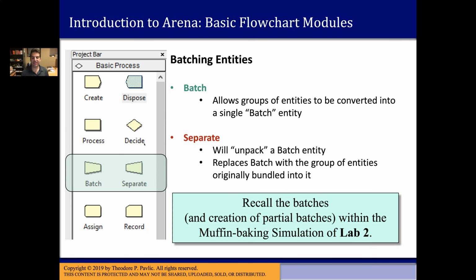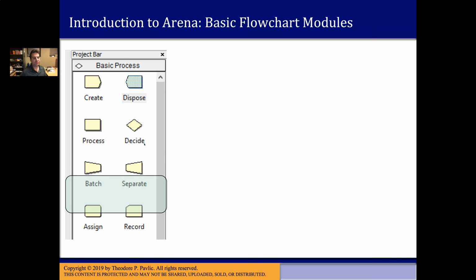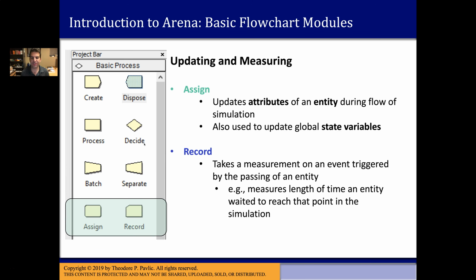Then down here, this is similar to the muffin baking simulation of Lab 2. This is where you can do batching, where you take entities and put them into a single batch, and then separation, where you can unpack those batches back out into entities. And then there are these assign and record modules, which help us do the bookkeeping of simulation. For example, with the assign module, an entity comes in there and its attributes can get updated with a particular value. So, it entered this region of the simulation, and we maybe want to keep track of the time at which it hit this particular point. We could save it using that assign module.